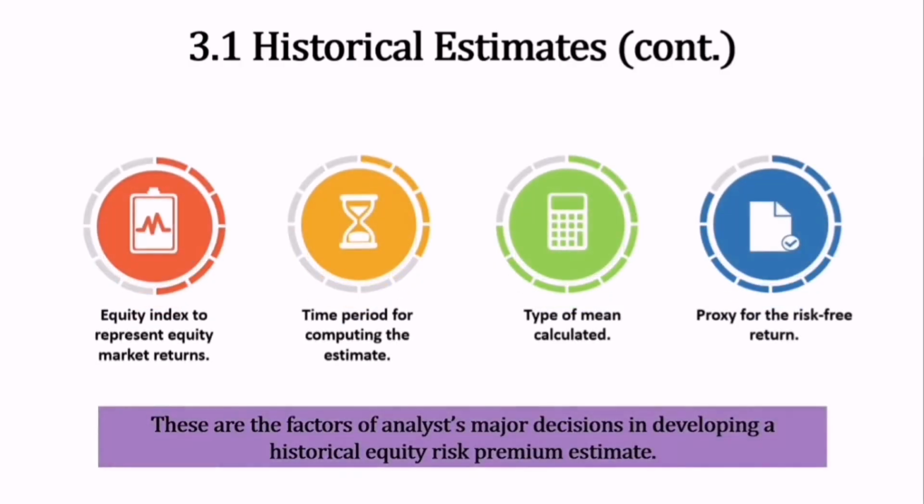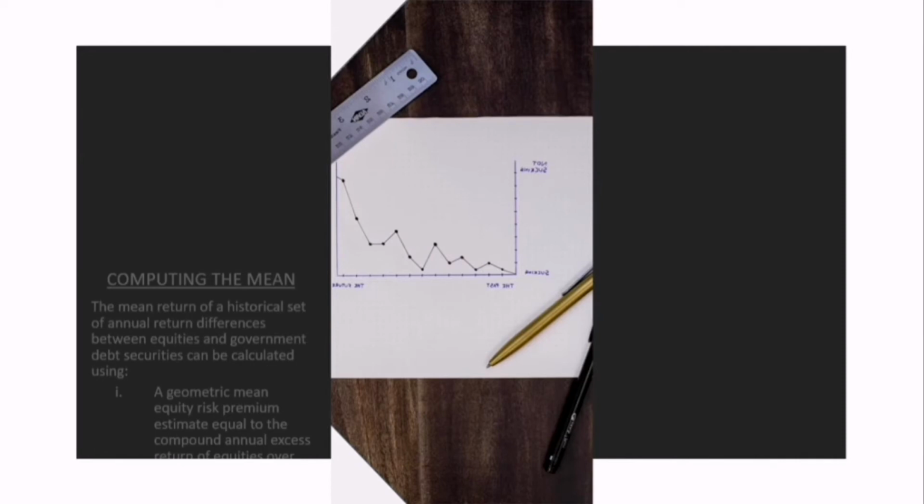These are the factors of analysts' major decisions in developing a historical equity risk premium estimate. First, the equity index to represent equity market returns. Second, the time period for computing the estimate. Third, the type of mean calculated. Fourth, the proxy for the risk-free return.